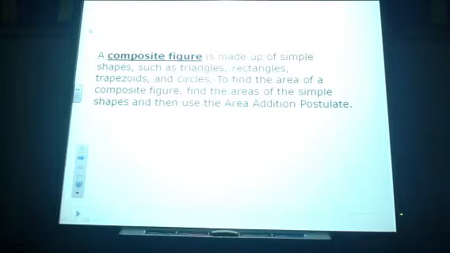Alright guys, today we're going to do 10-3, composite figures. A composite figure is made up of simple shapes such as triangles, rectangles, trapezoids, and circles. To find the area of composite figures, find the areas of the simple shapes and then use your area addition postulate.